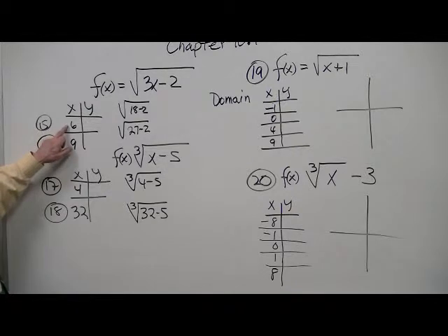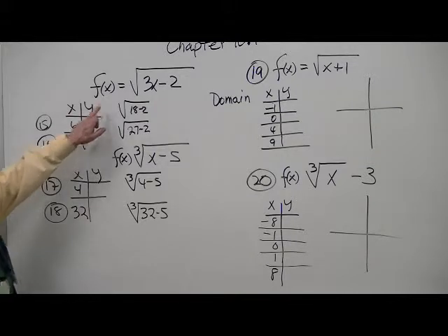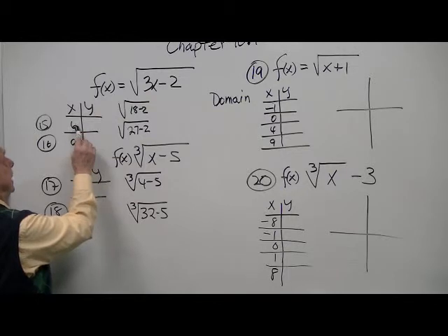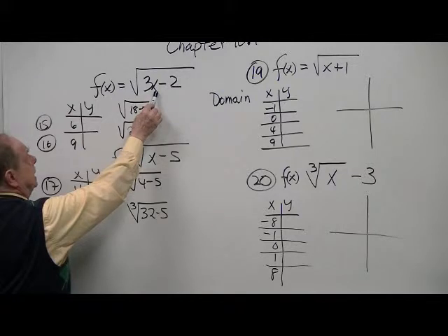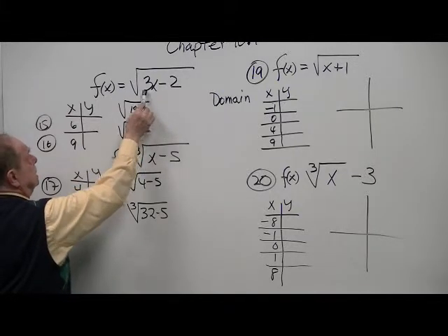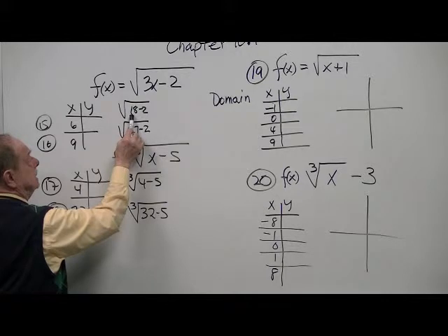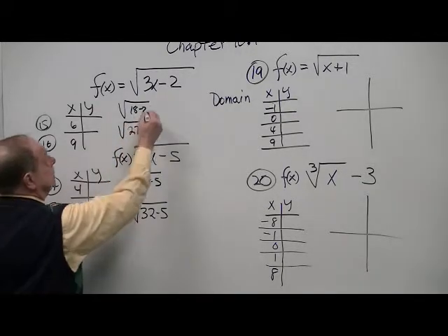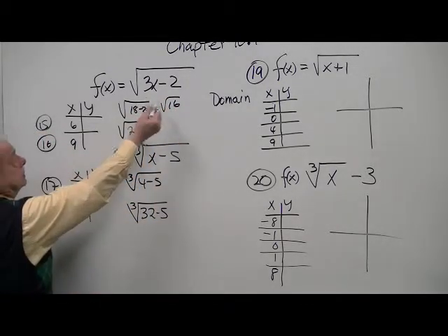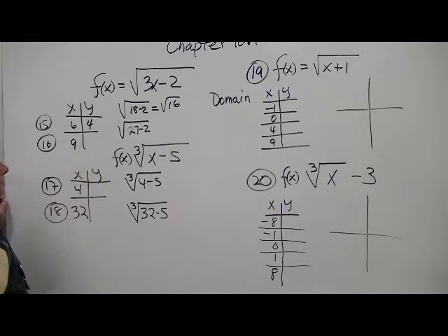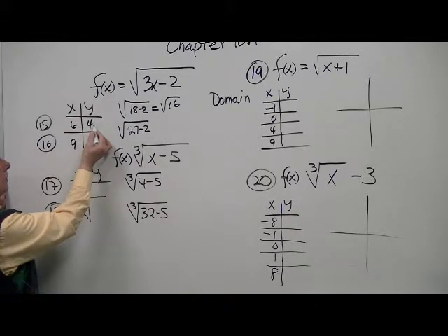For number 15, value 6. Number 16, value 9. This is the value for x. So what we do is we put the value for x under our radical as part of our radicand. So 3 times 6 is 18, minus 2 becomes the square root of 16. Square root of 16 is 4. So the answer for number 15 is 4.